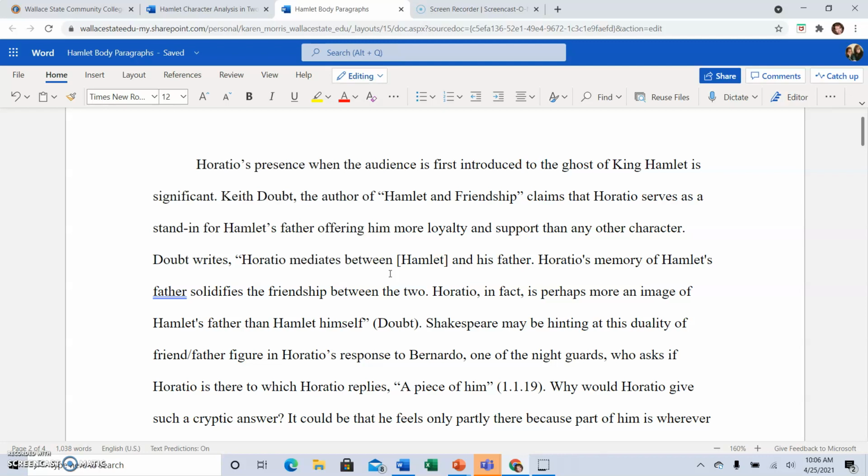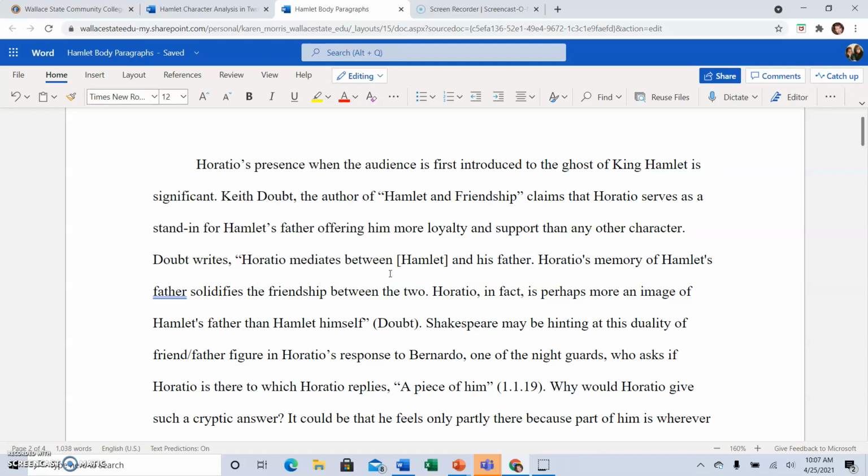I need to start with a main idea sentence that's just very clear and simple. Horatio's presence when the audience is first introduced to the ghost of King Hamlet is significant. That's pretty open. You want your main idea sentence to be open enough that you can then offer details to support that. So why is it significant? Well, let me introduce the scholarly source that talks about the significance, and then I will give you more details to support that significance as that character conveys a certain theme that the scholarly article has helped me discover.